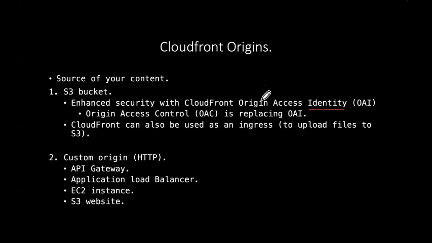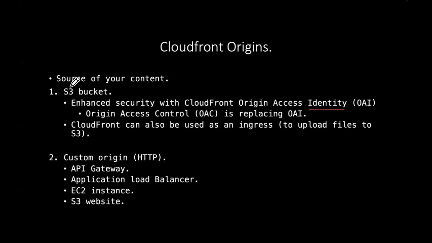Now, we only want our CloudFront distribution to have access to the bucket. So we would assign an origin access identity, aka an origin access control. We would assign that to our CloudFront distribution. And in that way, we are ensuring that only our CloudFront distribution has access to our S3 bucket. There's no other way of bypassing CloudFront to get direct access to the bucket.